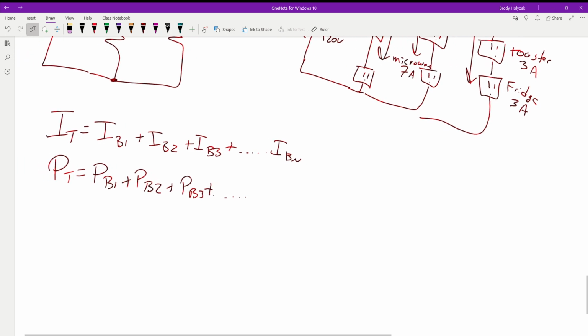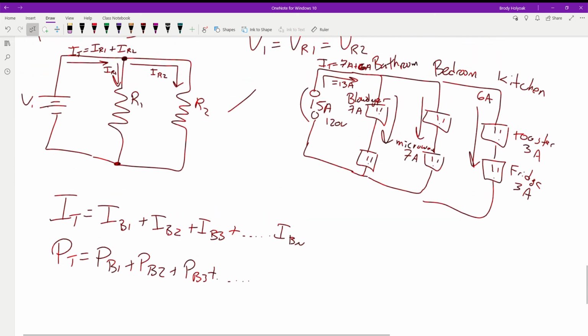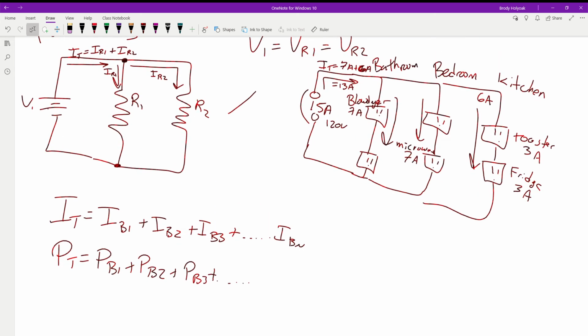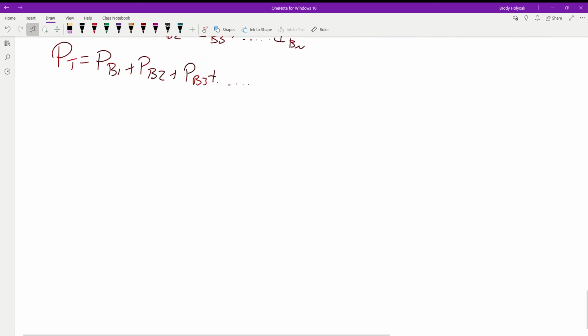The big difference between series and parallel circuits, and like I said, you guys are going to hate me, is that we find total resistance just slightly differently. In a series circuit, we add the resistances together to get our total. In parallel, it's equal to the reciprocals.